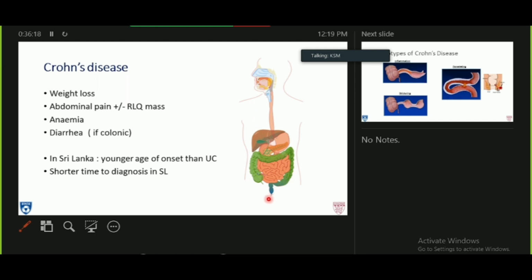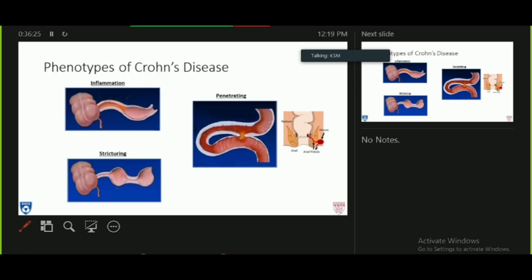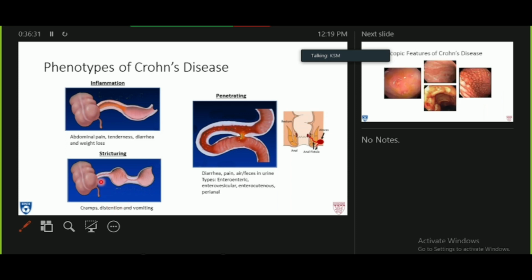In Sri Lanka, we talked about how it's a younger age of onset than ulcerative colitis and a shorter time to diagnosis. Now, there are various phenotypes of Crohn's disease. You can have just inflammation, or you can have stricturing disease, which can lead to cramps, distension, and vomiting, particularly if it's in the small bowel.